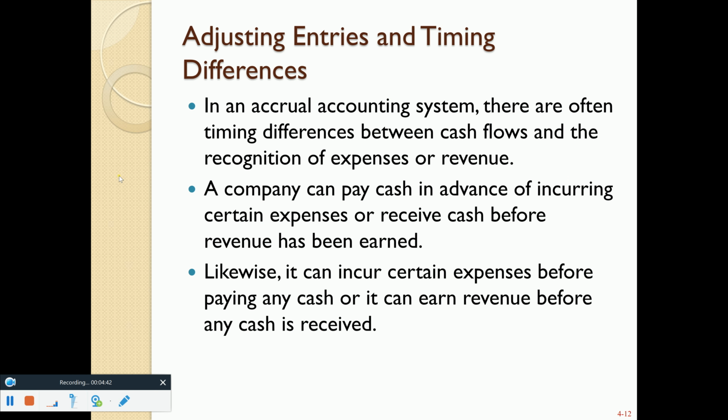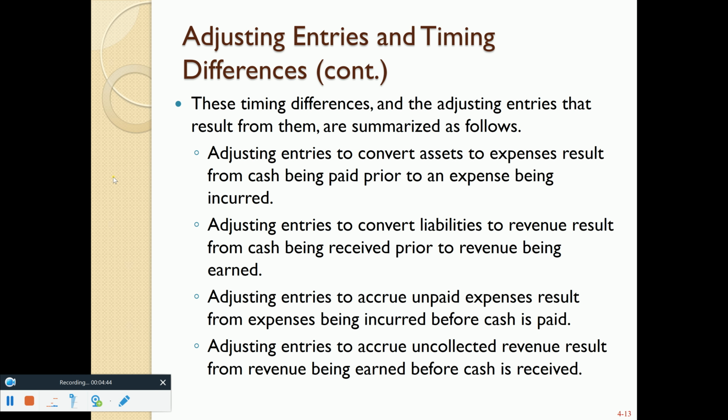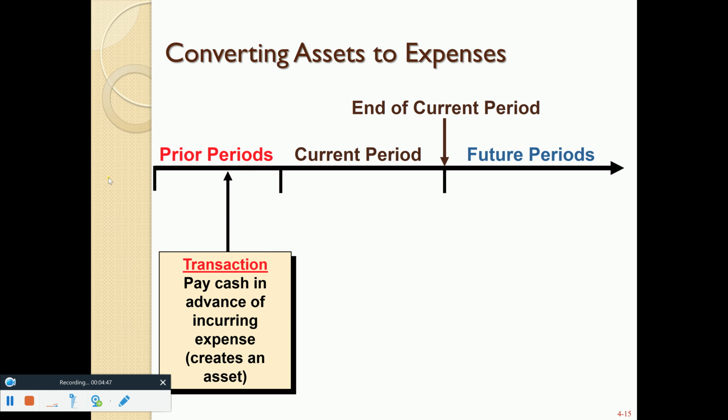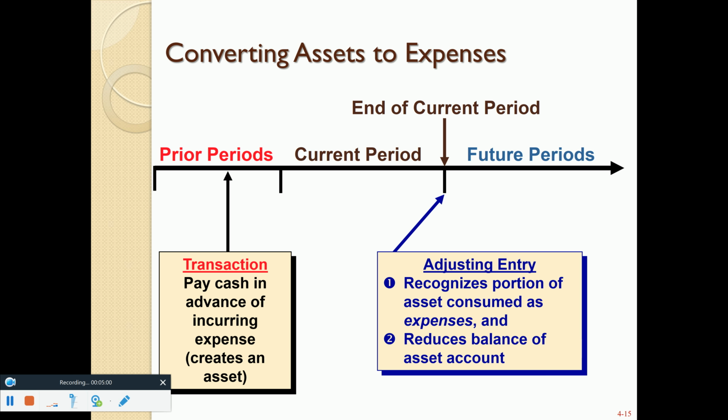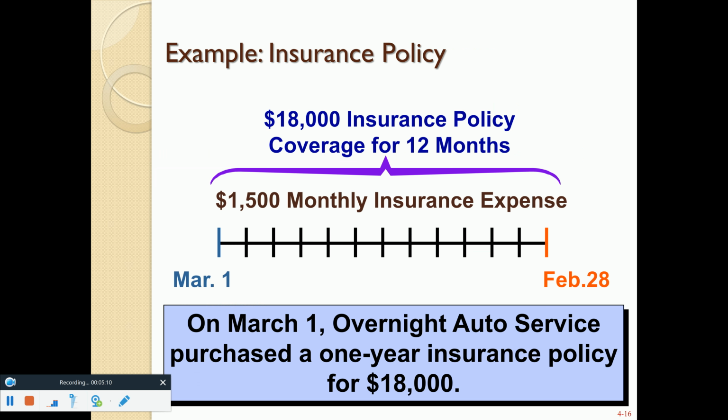All right, and let's take a look at some examples. All right, so let me see. First one, converting assets to expenses. All right, a good example here is where we pay cash in advance of incurring any expense. That creates the asset. And then during the current period and the future periods, we're going to reduce that asset as it gets used up, and we're going to increase the expense.